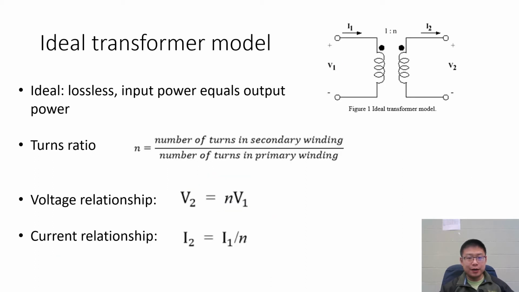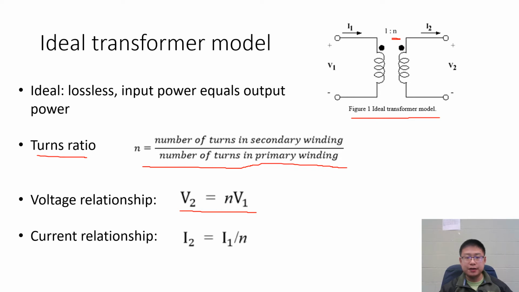Let's take a look at the ideal transformer model first. It is shown in figure 1. And the value N here is the turns ratio. The definition of turns ratio is the number of turns in the secondary winding over the number of turns in the primary winding. And we have the voltage relationship, that is V2 equals N times V1.